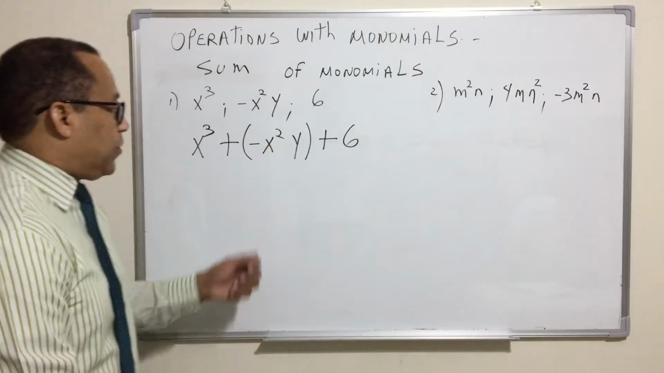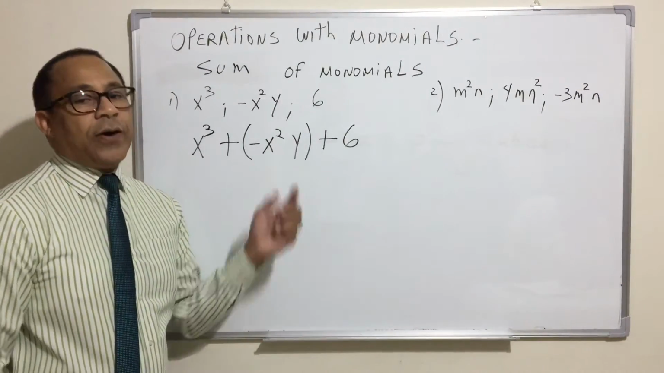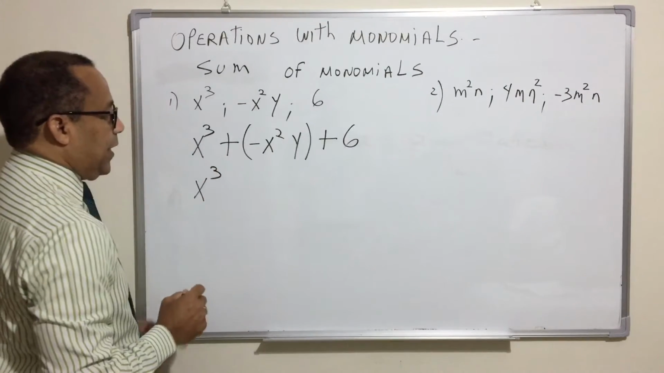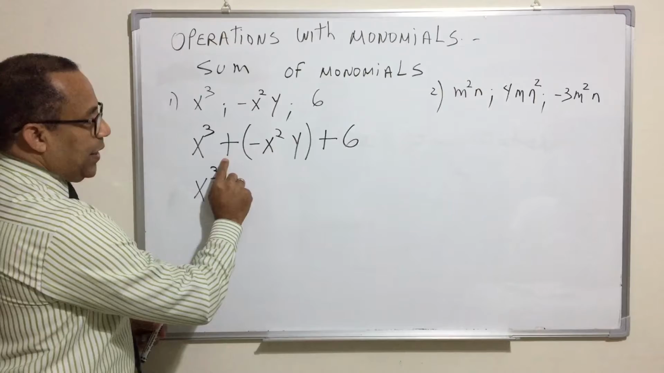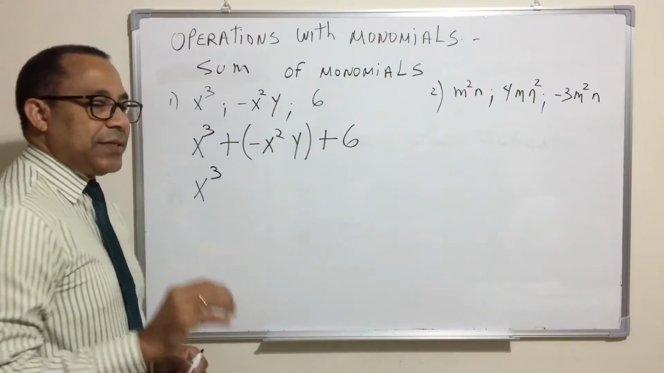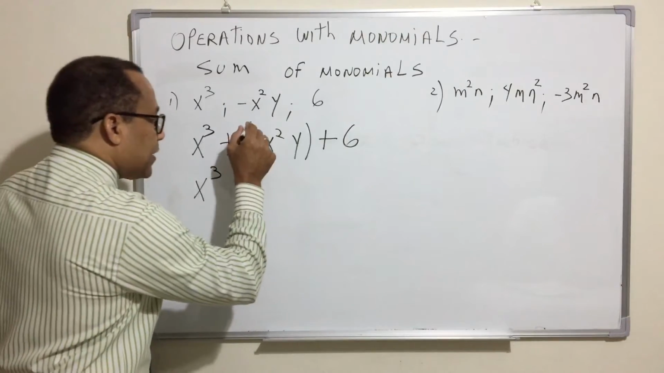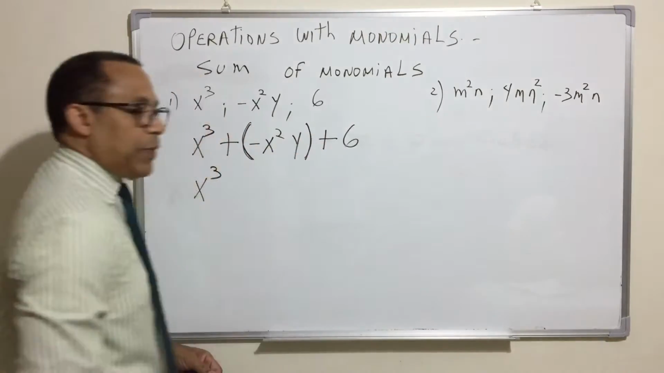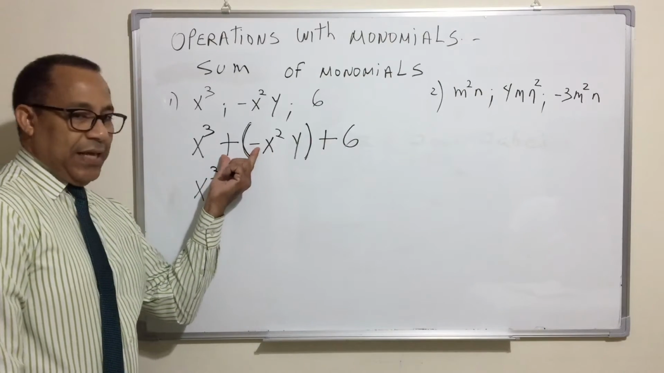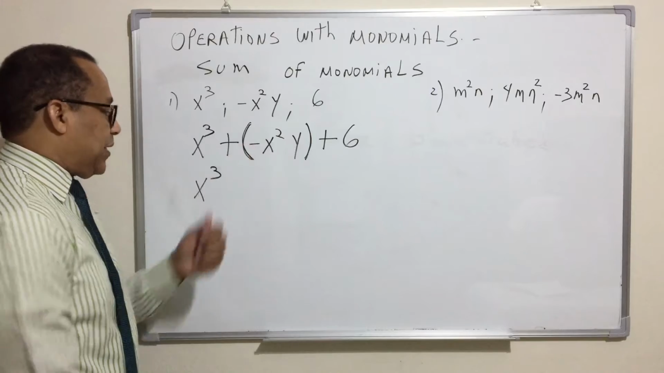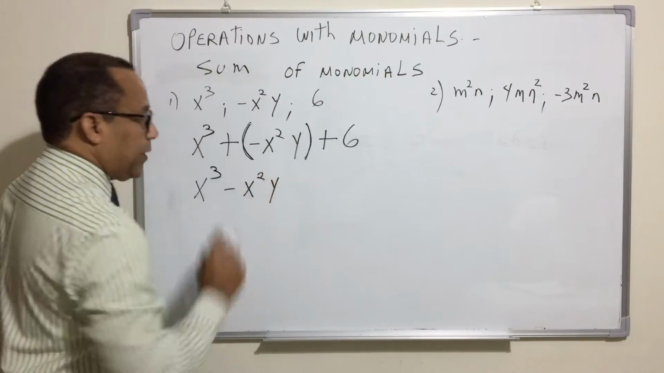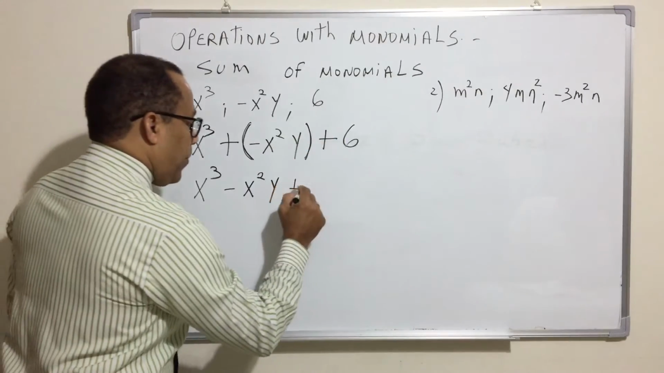Second step, I need to get rid of the parentheses. How can I do this? Well, bring down the first term, and then this positive sign is multiplying the sign inside the parentheses. And I said multiplying because parenthesis means multiplication. So I'm multiplying positive times negative. Positive times negative equals negative, bring down x to the second y. And bring down the positive 6.